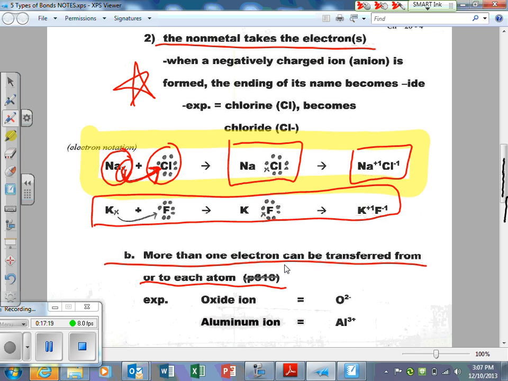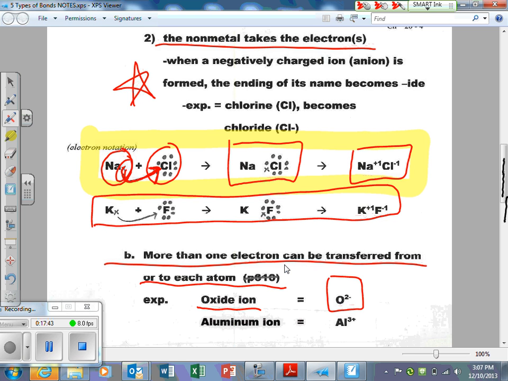An oxide ion, okay? How many electrons did that oxygen get? Well, first of all, Riley, did it get electrons or give electrons? It got them, right? And how do we know that? Because it has a more negative charge. And an atom can never give away protons.